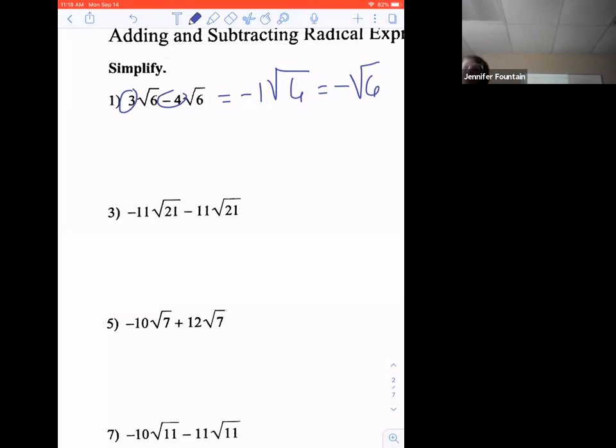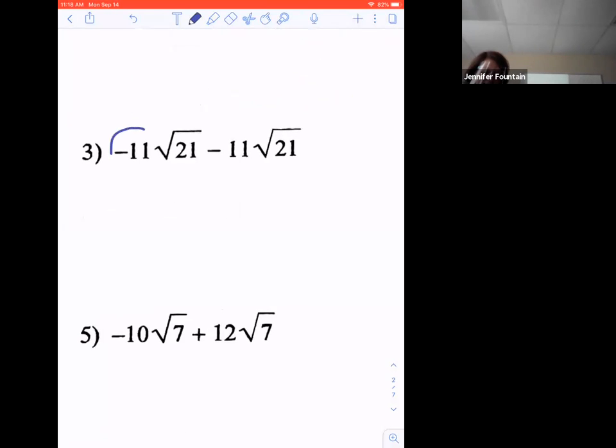Now this is where we have to be super careful about adding and subtracting positives and negatives. Let's look at number 3. I have -11 minus 11.